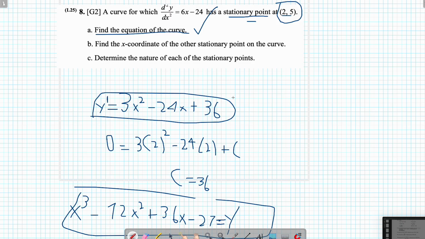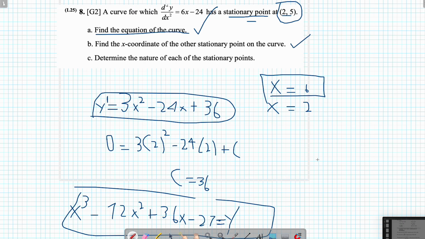Mod 5 3, you get 6. X is 6. And x is equal to 2. Here we got x is equal to 6, which is what they're looking for. And now they want the nature.